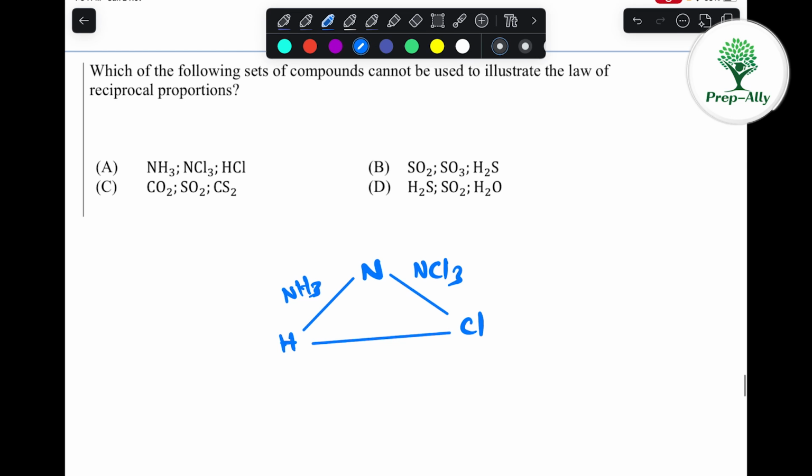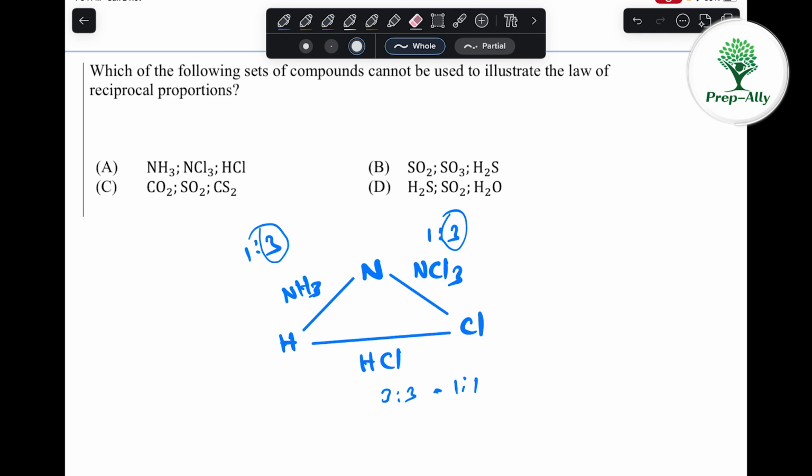Let's say the ratio of H and Cl is going to be 1:1, HCl. Here H is 1:3, or you can say mass ratio, that will be better. Atom ratio is also fine. 1:3, 1:3. So this 3, which means 3:3, is going to be 1:1. Your wish. So this can be used for illustrating. They are asking cannot, so this is going to be the right one, but not the right option.